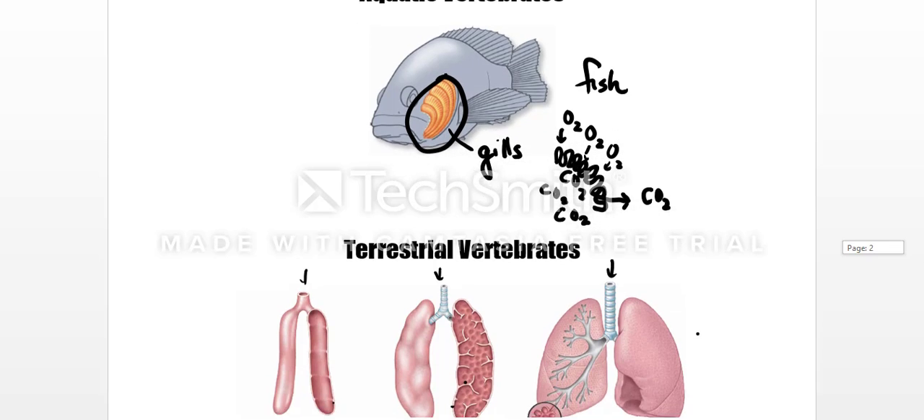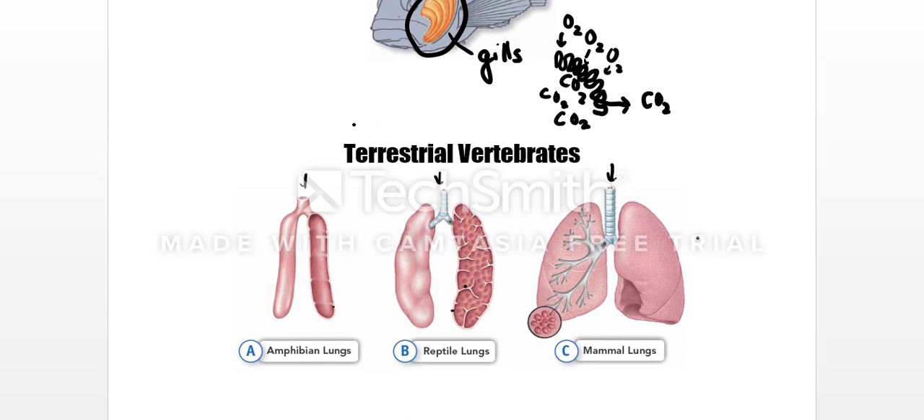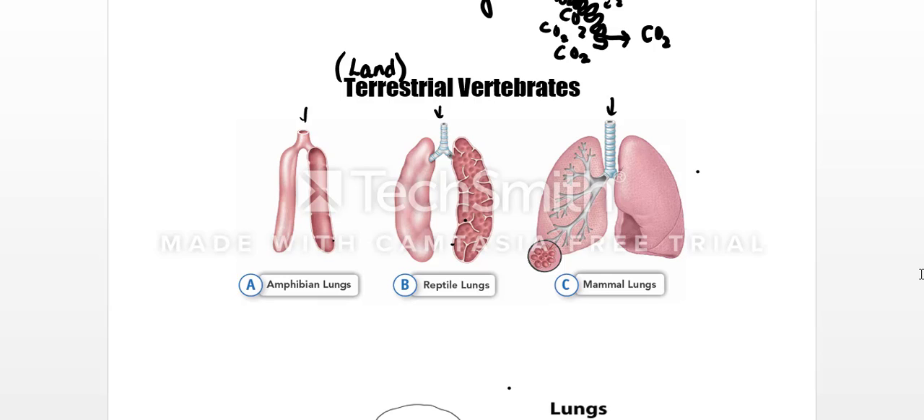So then we move on to our vertebrates that live on land. That's what terrestrial means. They live on land. And if you live on land, you don't have water continually passing over your lungs, so you have to develop another way to get your oxygen. And we do it through breathing, where we draw in oxygen from the air and we force it down into these structures that I know you know are lungs, right?